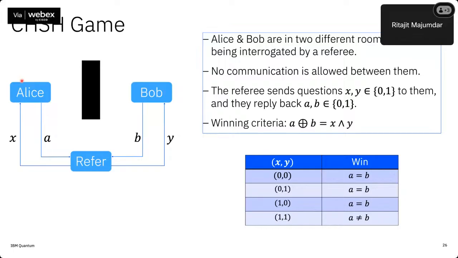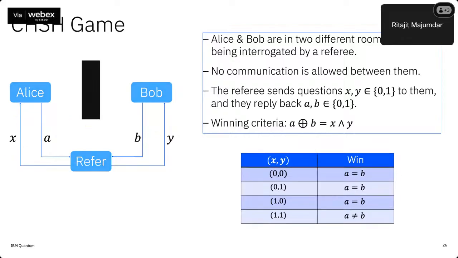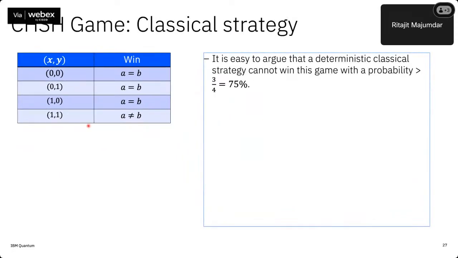As we have seen, there is no communication between Alice and Bob, so it is not possible that they receive the question, discuss amongst themselves, and then decide what A and B should be. They cannot decide their answer after looking at the question. So it's very easy to argue: what would you do if you were here?